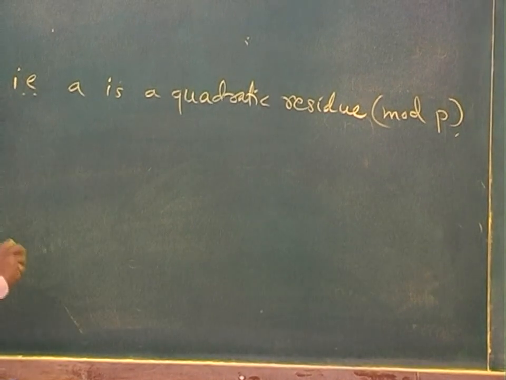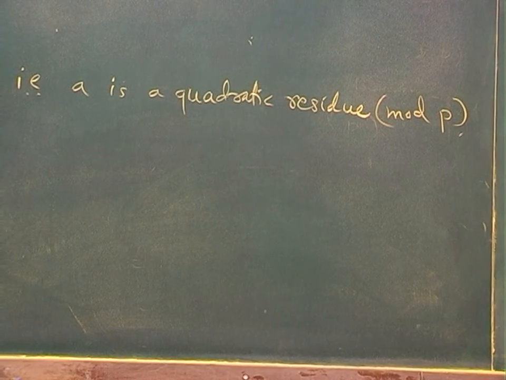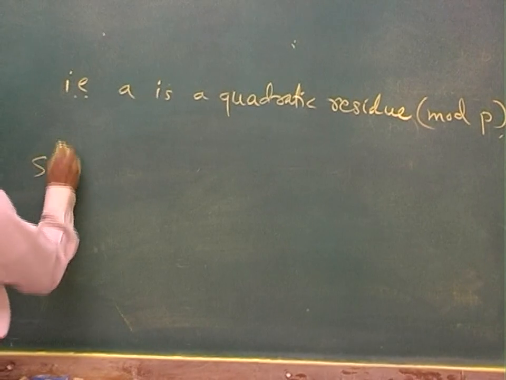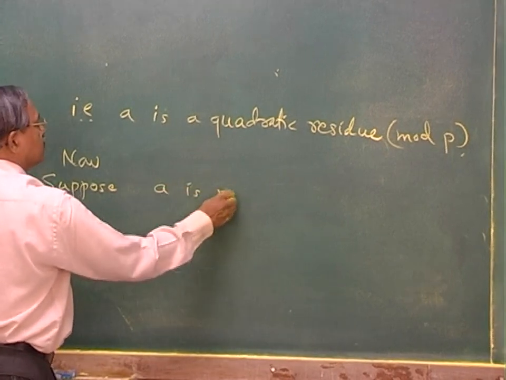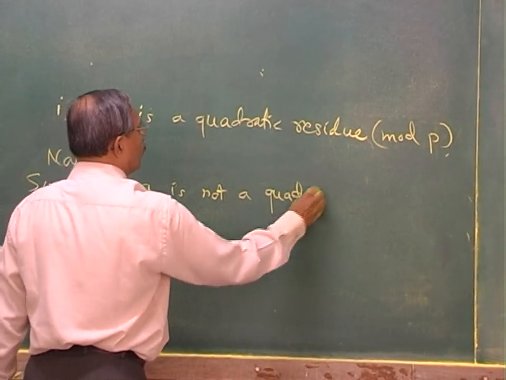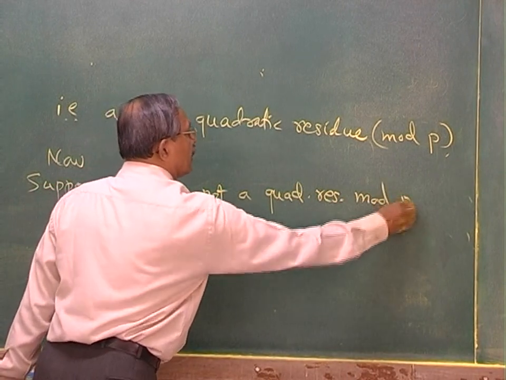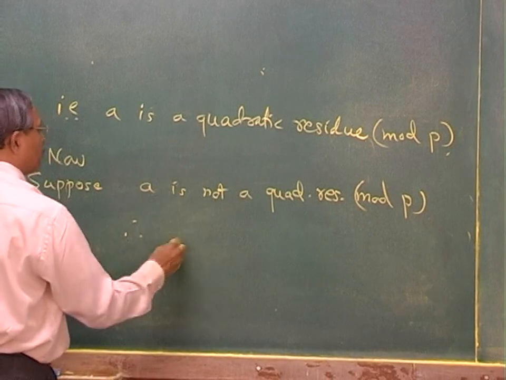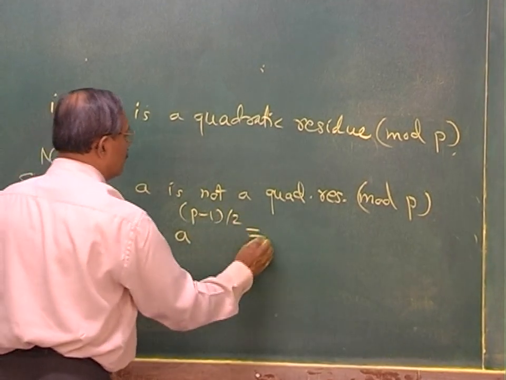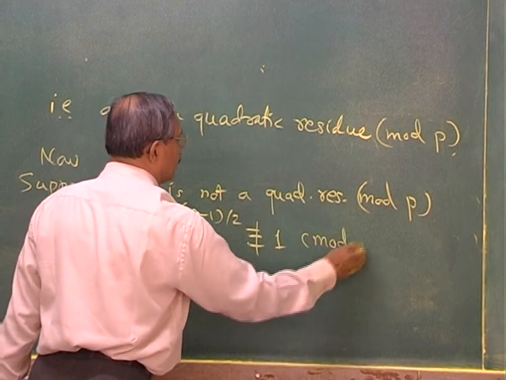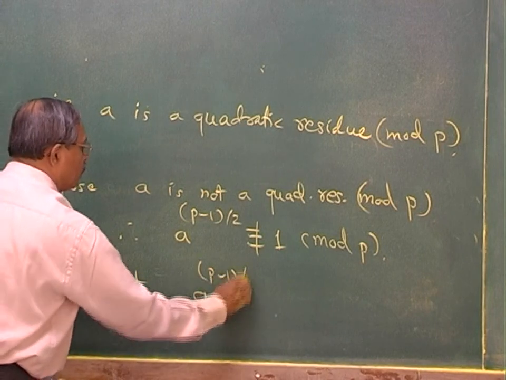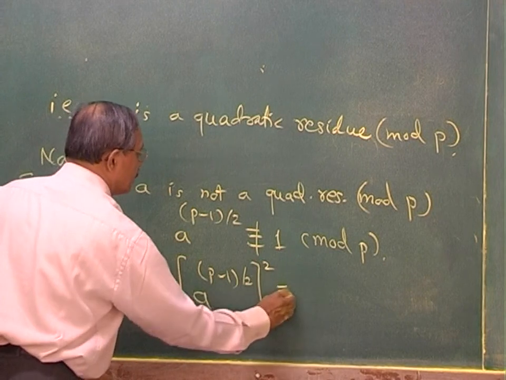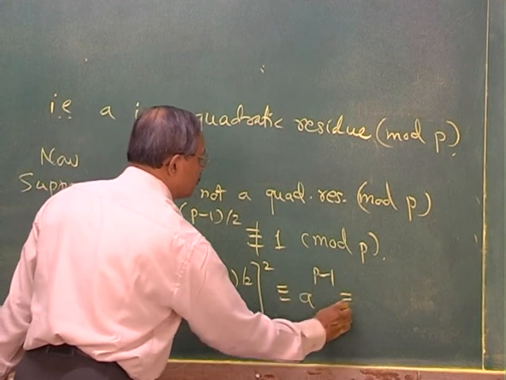So this is the first part, that A is a quadratic residue mod P if and only if A raised to (P minus 1)/2 is congruent to 1 mod P. So suppose A is not a quadratic residue mod P. Therefore, by this argument, A raised to (P minus 1)/2 is not congruent to 1 mod P. But if you take the square of A raised to (P minus 1)/2, that is congruent to A raised to P minus 1, which is congruent to 1 mod P.